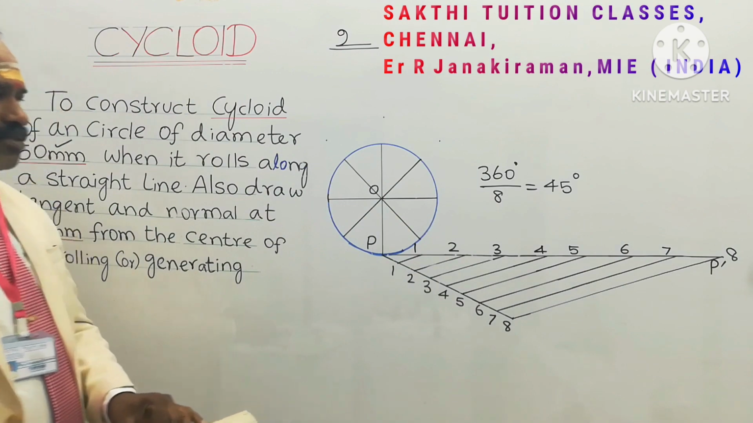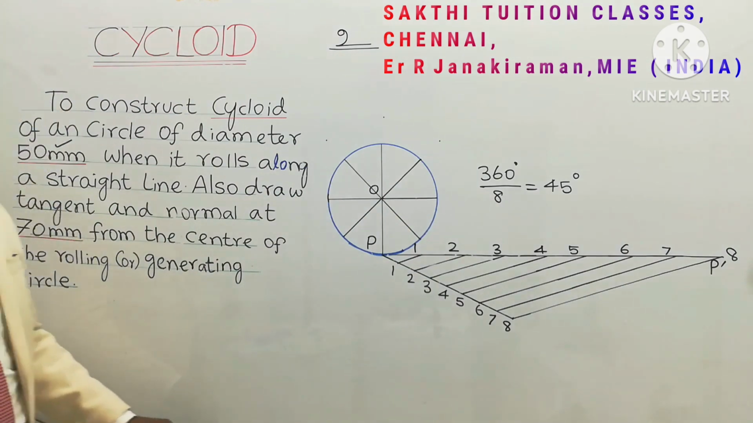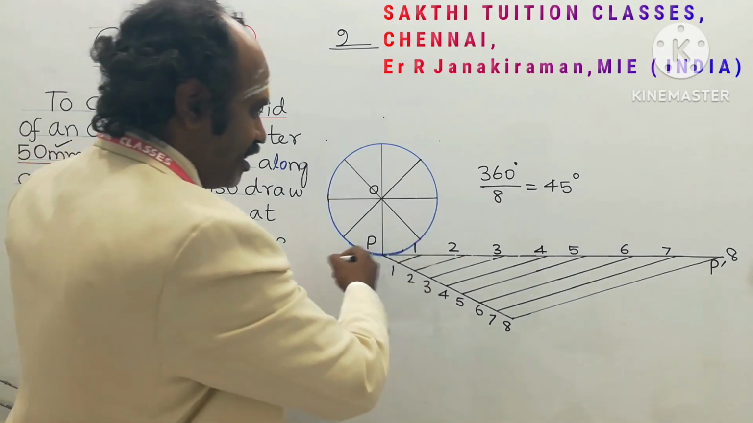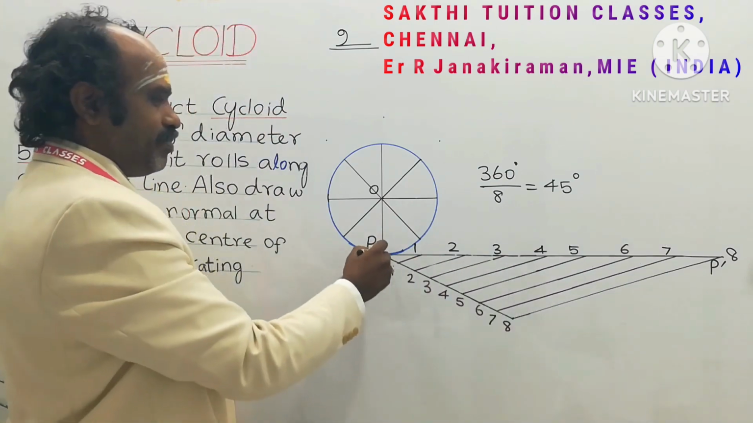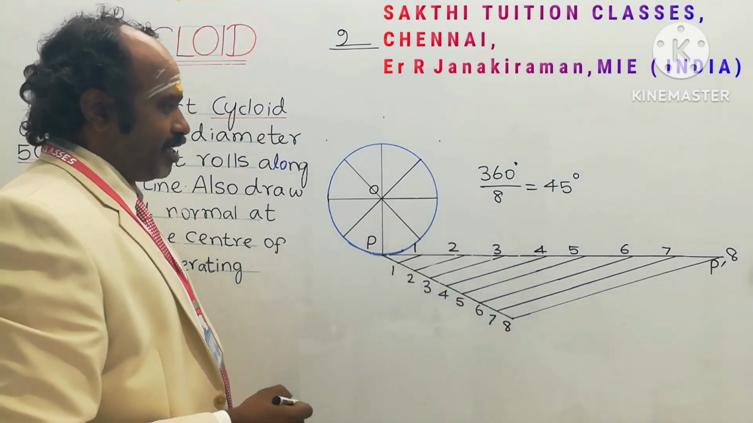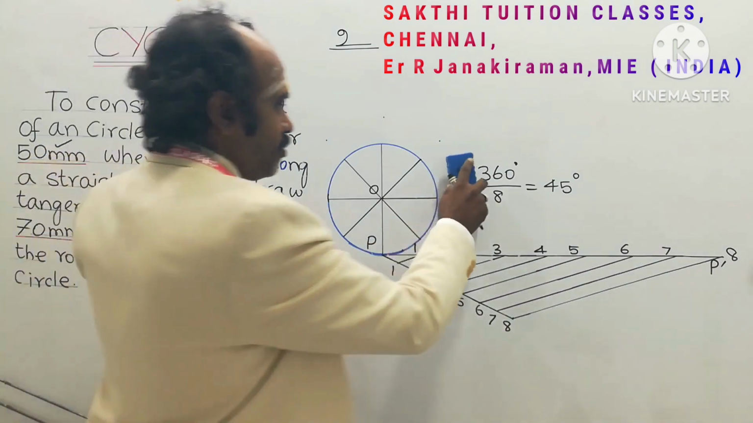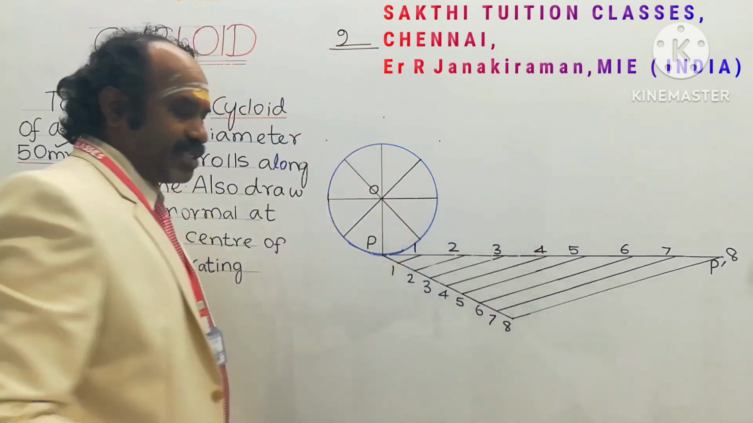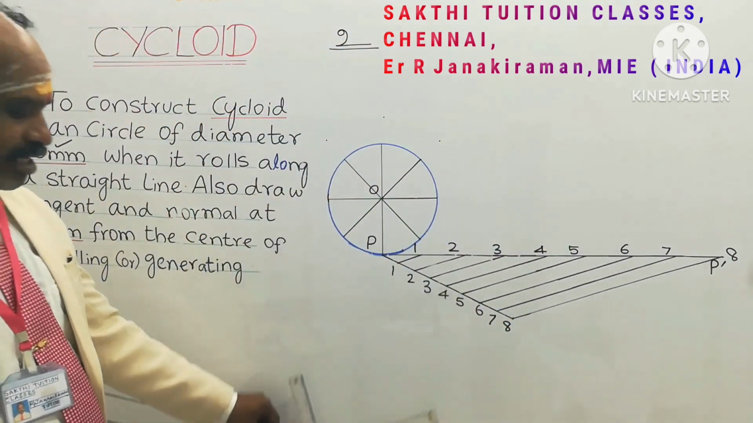So now the circle has been divided into 8 equal parts. That is the same as the fixed straight line marked P dash, divided into 8 equal parts. Okay. Now you draw the center line of the circle. Extend to the center of the circle.